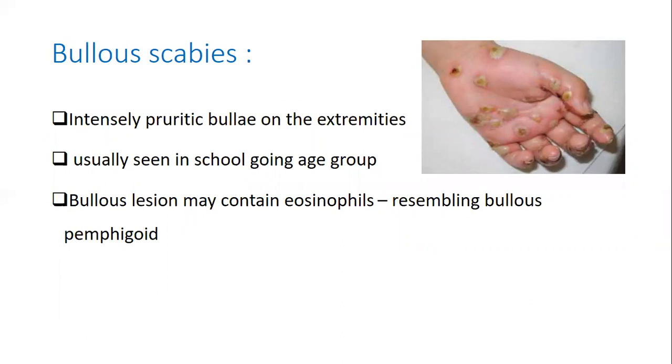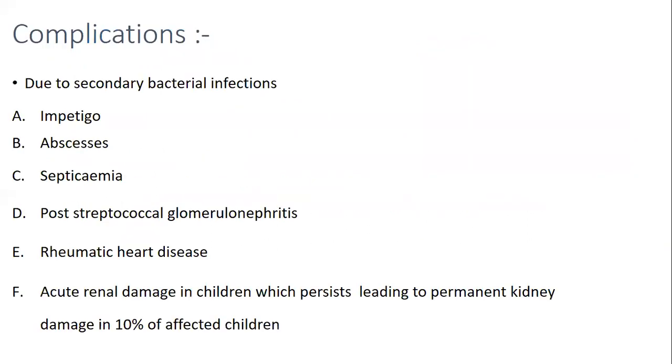Usually it is seen in the school-going age group. These bullous lesions may contain eosinophils resembling bullous pemphigoid. So these are the types of the scabies. Now we will discuss about the complications.